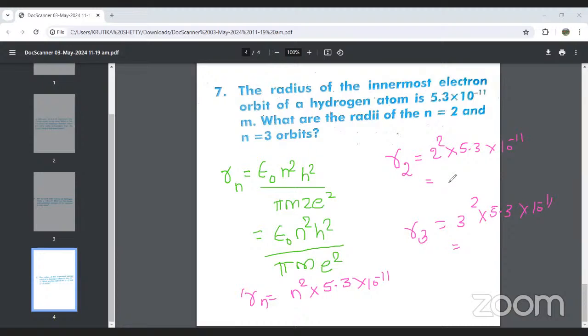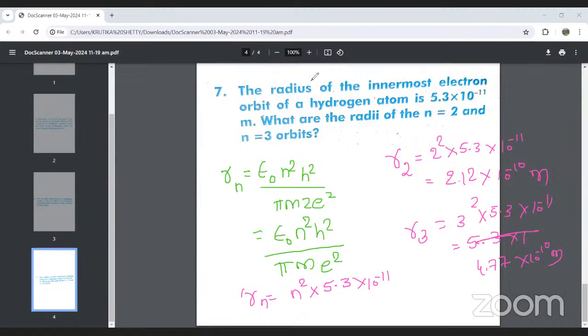Again, if I want to make it in angstrom, I can also write it as 2.12 into 10 raised to minus 10 meter. And the other one is 5.3 into 10 raised to, sorry, it is 4.77 into 10 raised to minus 10 meter, or else 47.7.